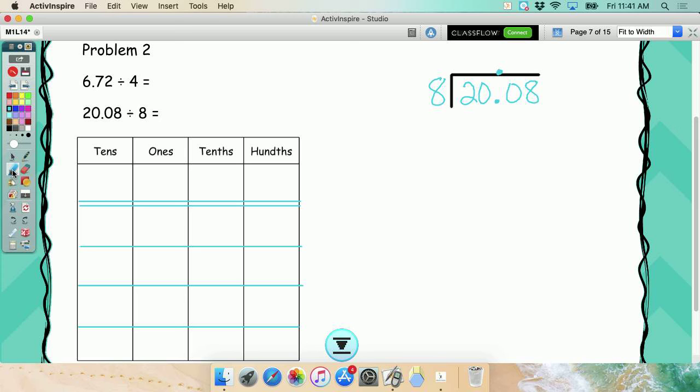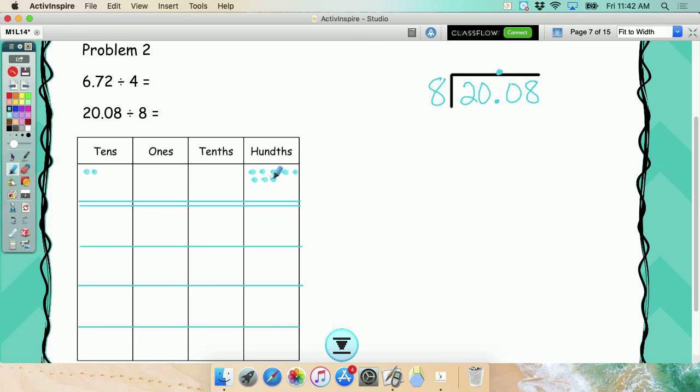Okay, so when I set this up, smaller highlighter, I'm going to do 2 tens and 8 hundredths. Can you still see those dots? Yep. See if that's too big. That's a little better, isn't it? That's how it works.